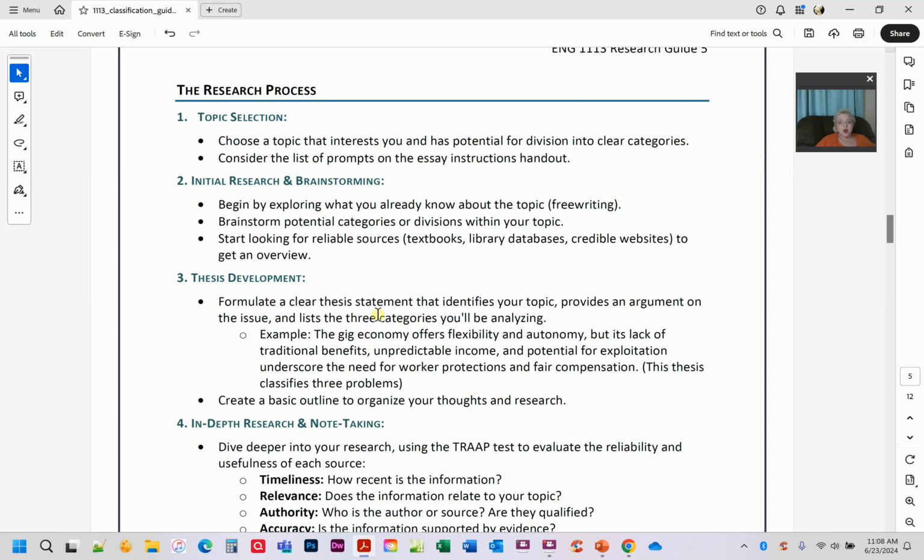So if you're choosing your own, again, think about it needs to be something that can be broken down into categories, and it needs to be something that you can find credible research on. So again, look at the prompts that I've given you as guides or just to find something to write about.